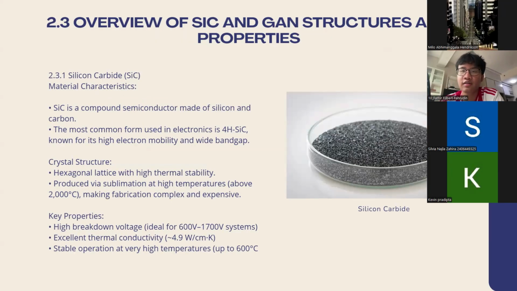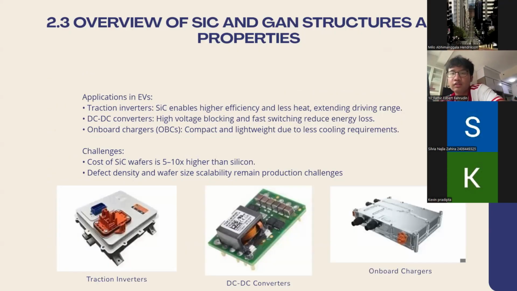So for silicon carbide, these are the material characteristics. SiC is a compound semiconductor made of silicon and carbon. The most common form used in electronics is 4H-SiC, because it has high electron mobility and a wide bandgap. The structure is a hexagonal lattice with high thermal stability, and it is produced via sublimation at high temperature. The key properties: high breakdown voltage, excellent thermal conductivity, and stable operation at very high temperatures. The applications: it's used for traction inverters, DC-DC converters, and onboard chargers.